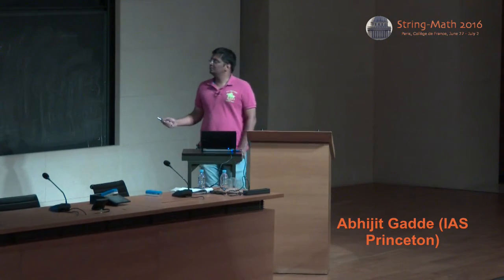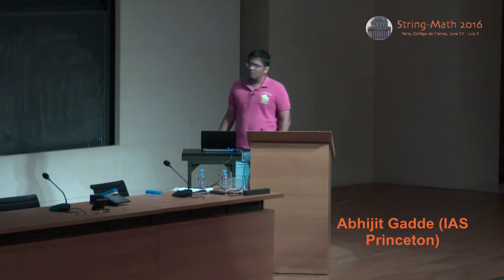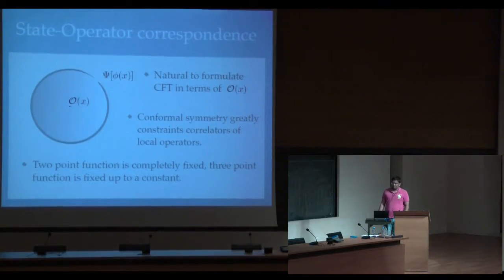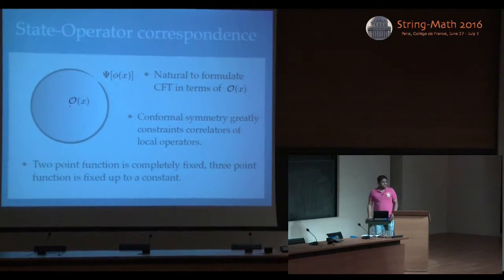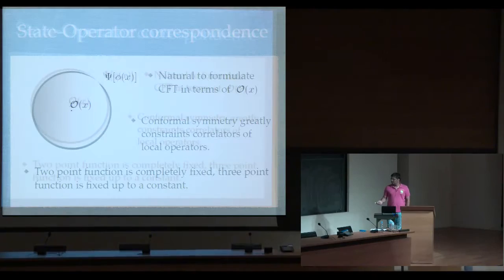So that's why it's very natural and usual to formulate CFT in terms of local operators O(x) and their correlations. These correlations are greatly constrained by conformal symmetry. These constraints are very well known. They've been studied to a great extent. For example, the 2-point function of local operators is completely fixed, and the 3-point function is fixed up to a numerical constant. And the higher point functions of these local operators are then determined in terms of these structure constants.